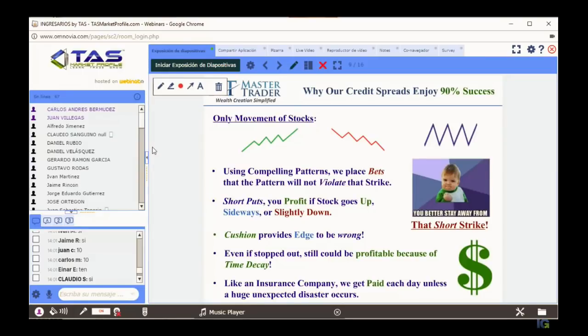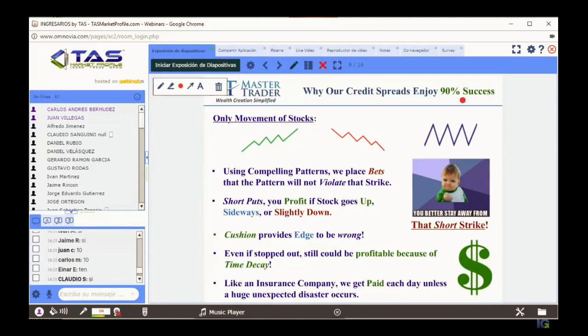This shows you how selling options and spreads puts the odds in our favor 90% of the time. In fact, of our last 25 trades won in the income bucket, we have 24 out of 25 winning trades, and this shows you how we do that.